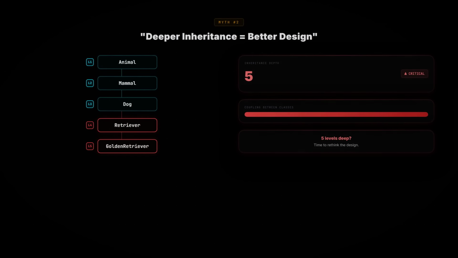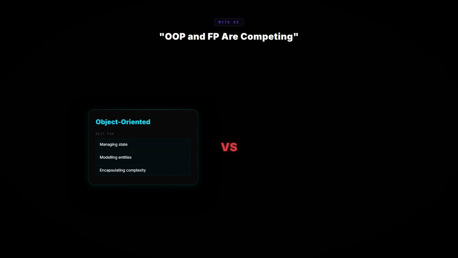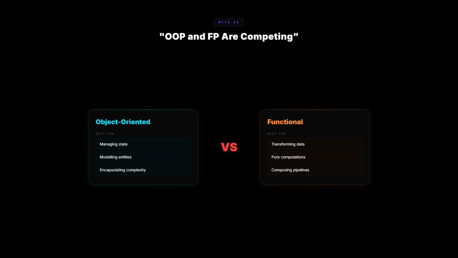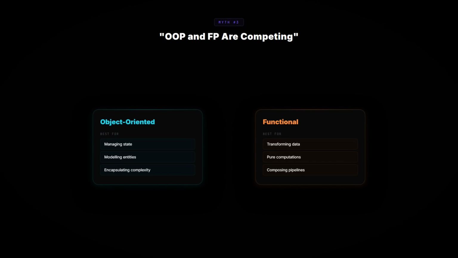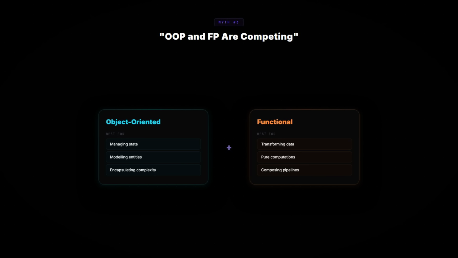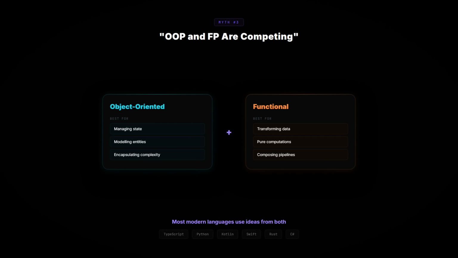You'll also hear people talk as if object-oriented programming and functional programming are competing philosophies and you have to pick a side. In practice, most modern languages use ideas from both. Objects are great for managing state and modeling entities. Functions are often great for transforming data.